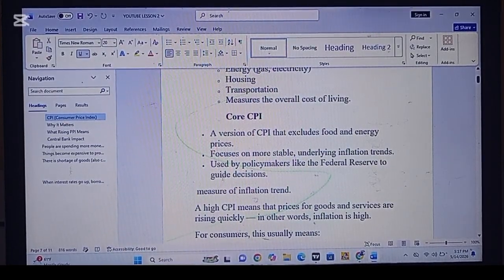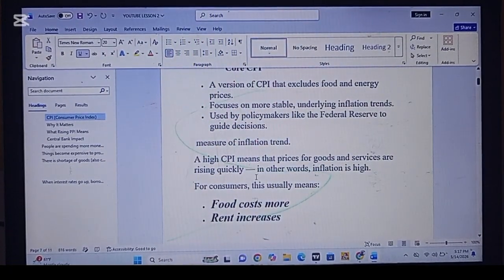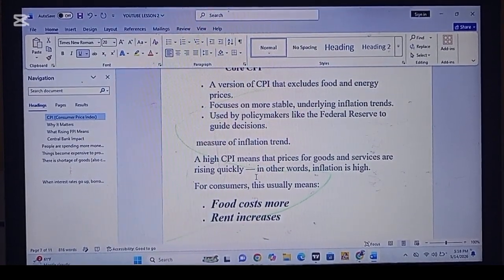So this data is used by policymakers like the Federal Reserve, and it will guide them if they should increase rates or lower rates. Actually, because that is the work of the Federal Reserve, like the way we have the Central Bank of Kenya, whereby they are in charge of all the monetary policy. So that is the same work that the Federal Reserve does. So you can see a high CPI means that prices of goods and services are rising quickly. In other words, inflation is high.